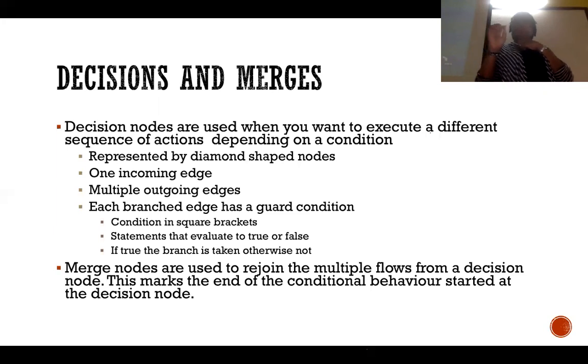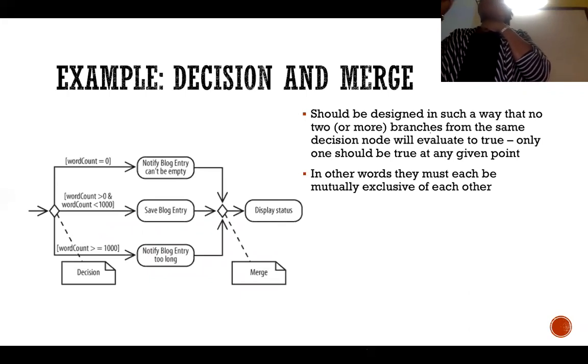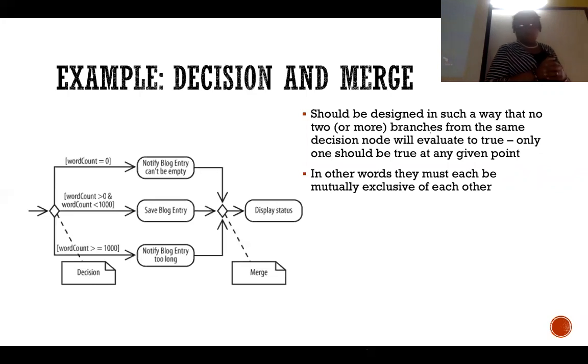Now, what does that mean? One of the things that's implied by this is that you can't have branches with conditions where more than one of the branches will have a true condition. Only one should be true at any given point in time. So if you look at this example, tell me if you notice anything with it.